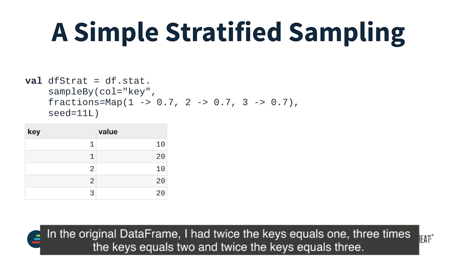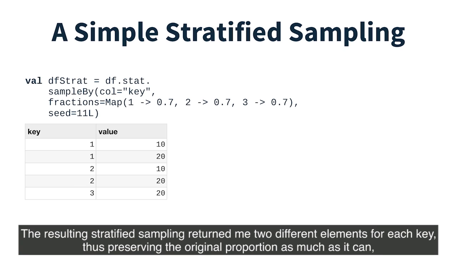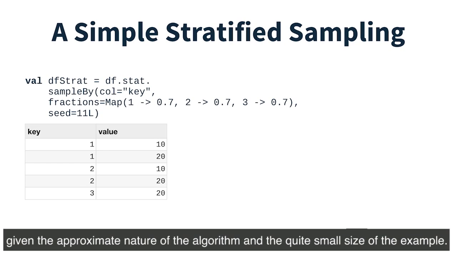In the original data frame, I had twice the keys equals 1, 3 times the keys equals 2, and twice the key equals 3. The resulting stratified sampling returned me 2 different elements for each key, thus preserving the original proportion as much as it can, given the approximate nature of the algorithm and the quite small size of the example.